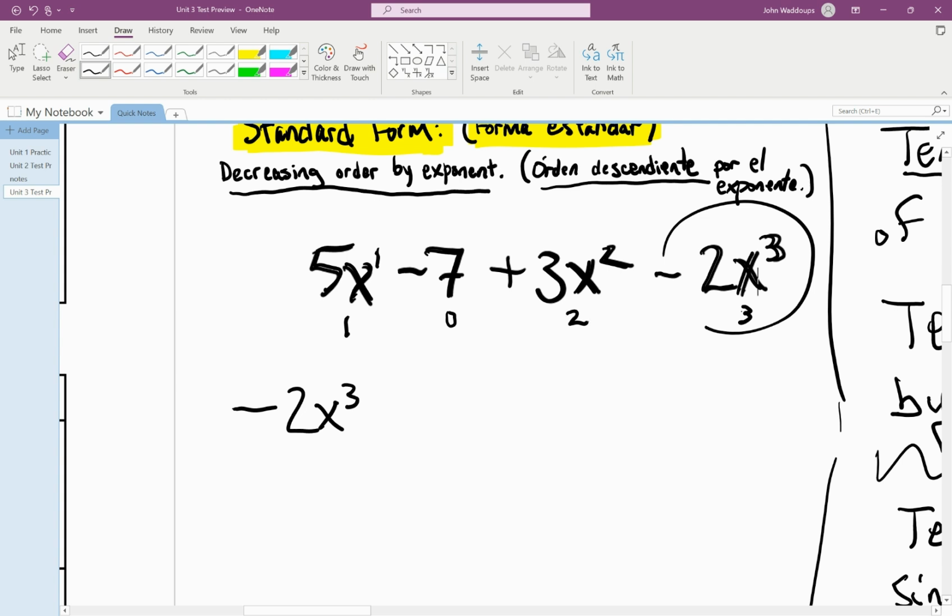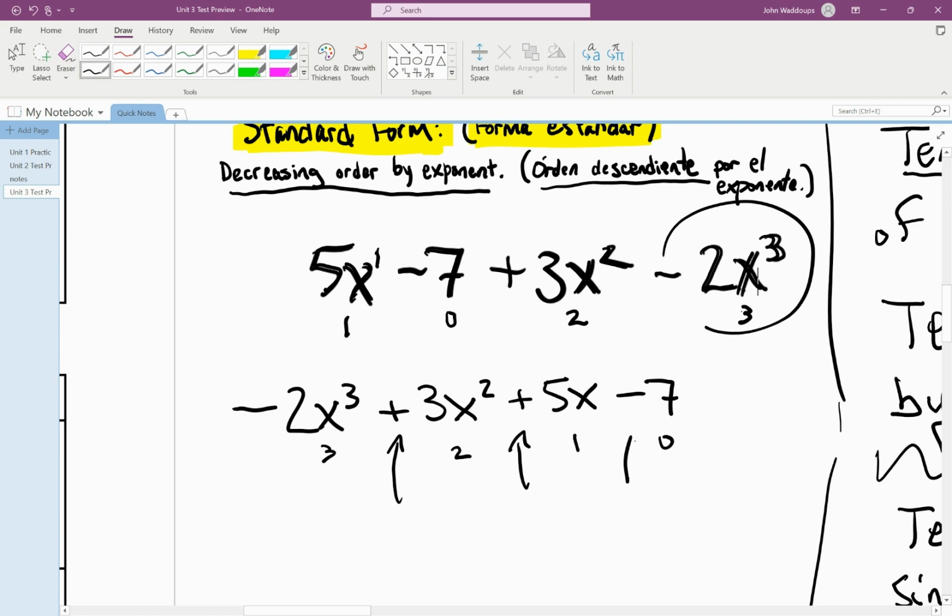And then plus 3x squared plus 5x and minus 7. Again, the degree here is 3, the degree here is 2, 1, and 0. So now it is in standard form. It is important that you put the pluses and the minuses in between because that is what separates the terms.